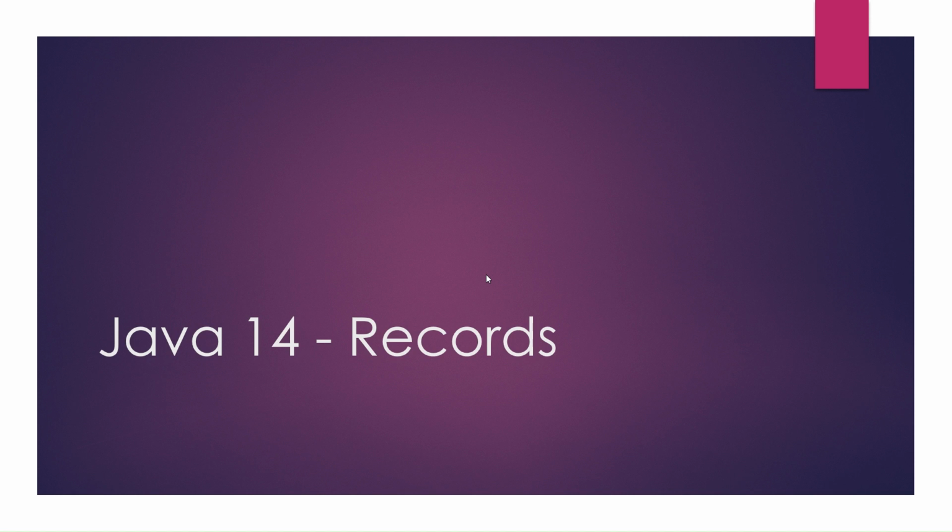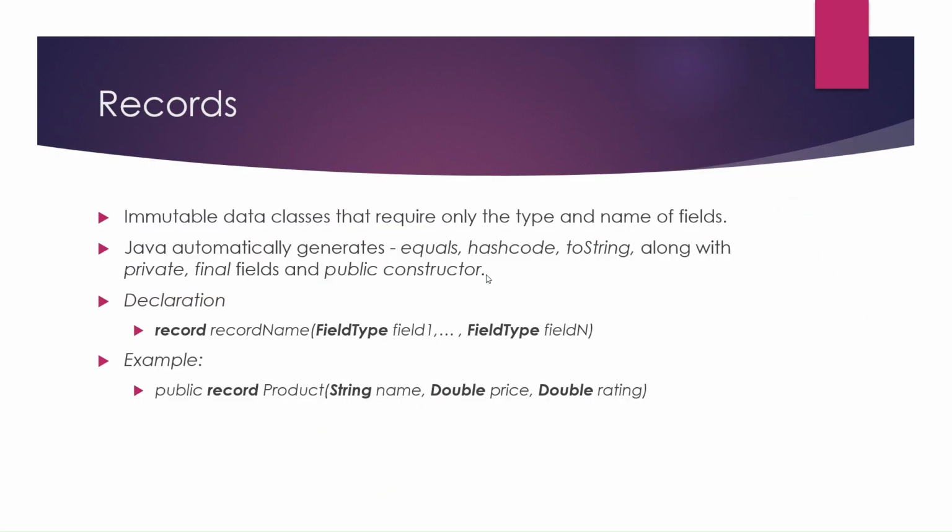Hello friends, in this video we'll see records feature in Java 14. Records are immutable data classes that require only the type and name of fields while declaring them. Java automatically generates equals, hashCode, and toString methods, along with adding private and final modifiers for the fields and a public constructor.